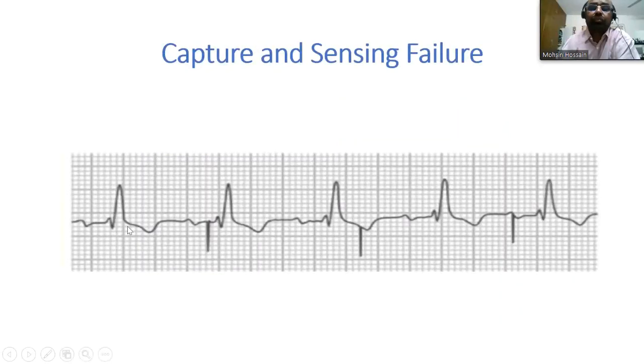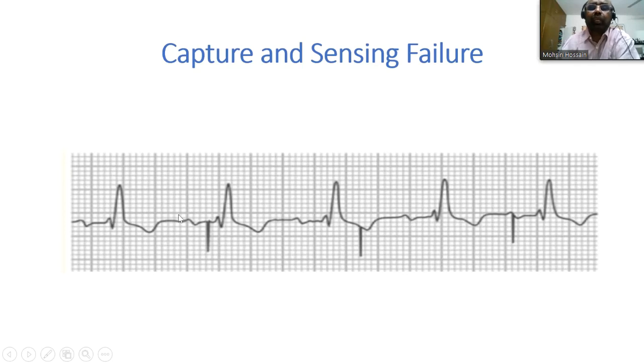In this example, you can see this is the RBBB morphology. There is no P, Q, R, S, T. This is a pacing spike and no capture. Here also the pacing spike is after the QRS complex. So in this case, the pacemaker can neither sense nor pace. This is both capture and sensing failure.